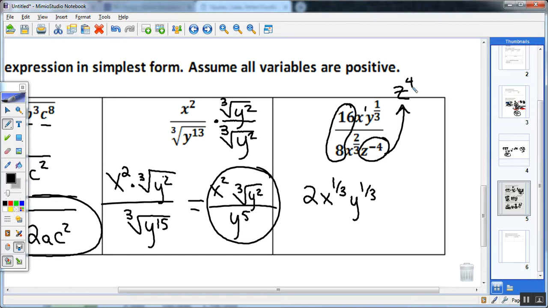Okay. Let's see. 2x to the 1/3, y to the 1/3. That was all stuff that's still up top here. So what am I going to put there? Z to the 4. Ooh, not x. Z. Okay. Don't discriminate against z. Just because it's last doesn't mean it's dead last.